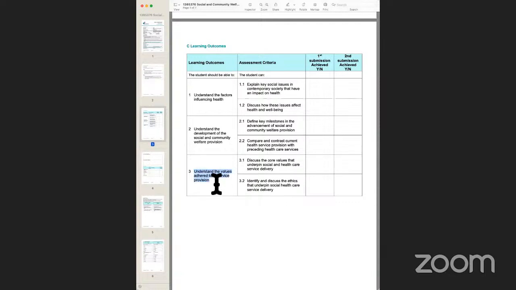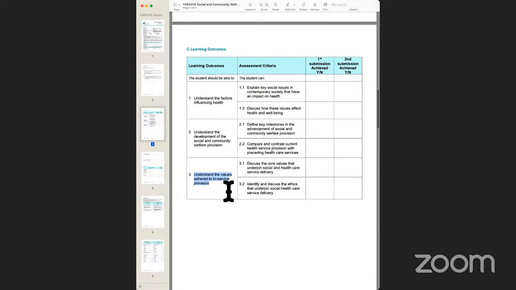So the third learning outcome talks about understanding the values that we look at in key areas of the health and social care sector. When we talk about social and community welfare, we will look at person-centered values. We will look at NHS principles. We look at the 6 C's of healthcare. Those are the bits that we need to be touching on today, with regards to understanding what the values are that are important in providing and delivering health and social care services when we talk about social and community welfare provision. Now, there are two assessment criteria.